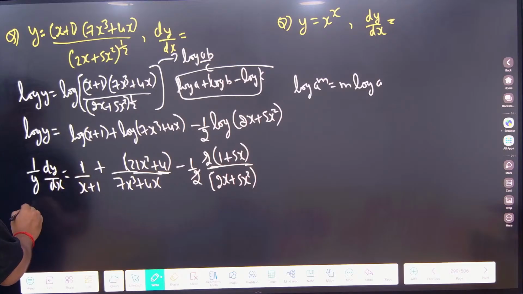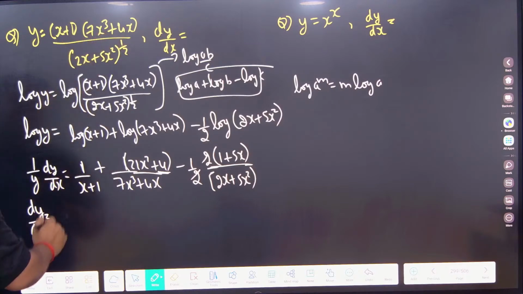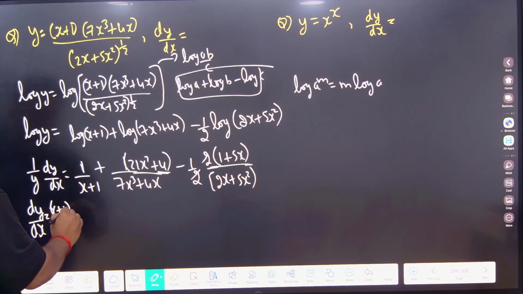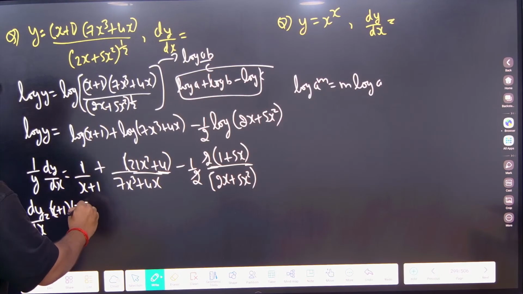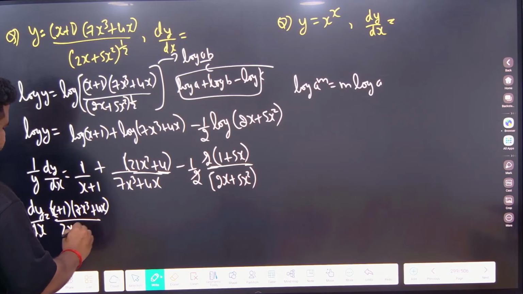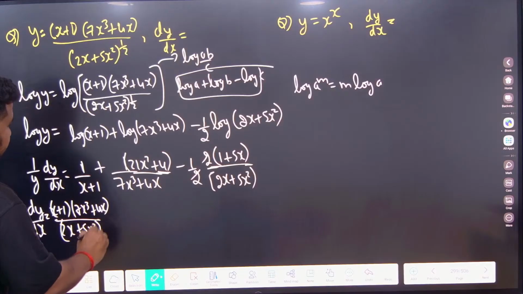If I send this y to the RHS, dy by dx is equal to y, and y is nothing but the same thing as before. So instead of writing y I can write whatever the value of y is here: x plus 1 into 7x cube plus 4x divided by 2x plus 5x square, to the power of 1 by 2.